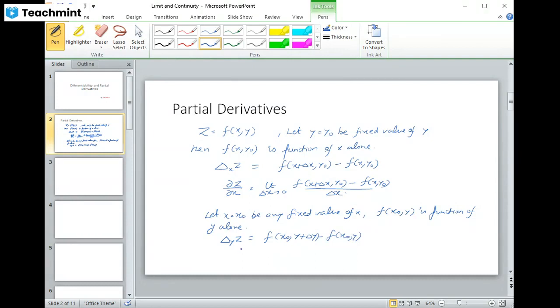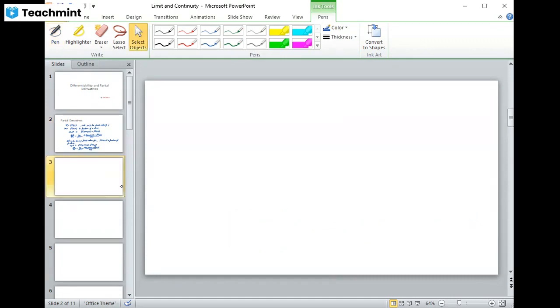On the basis of that, we can define the partial derivative of z with respect to y as the limit as delta y tends to 0 of f of x naught, y plus delta y minus f of x naught, y, upon delta y.